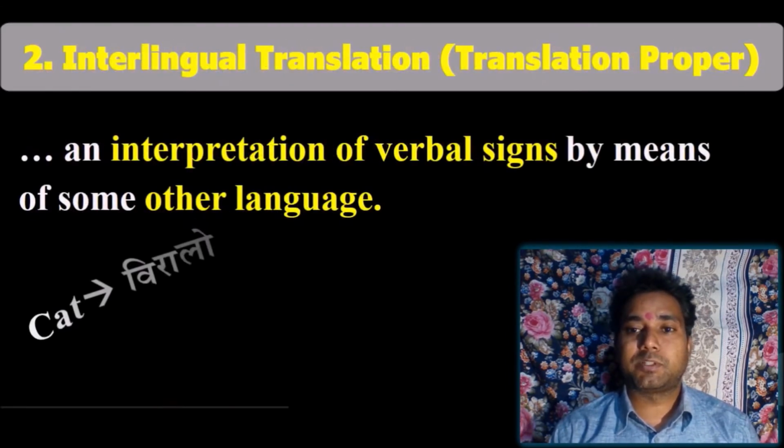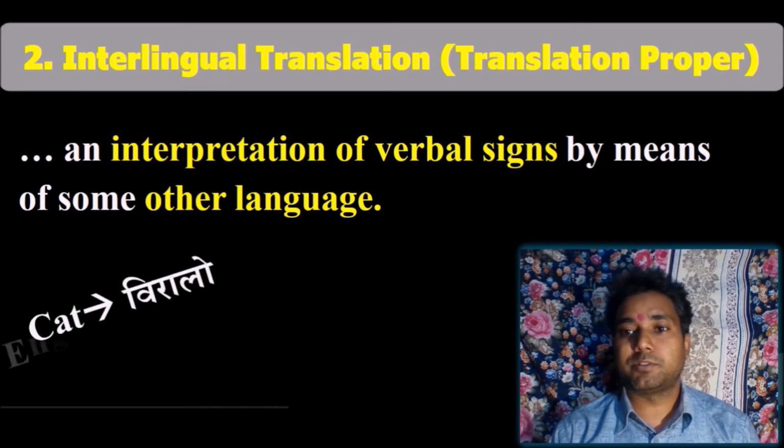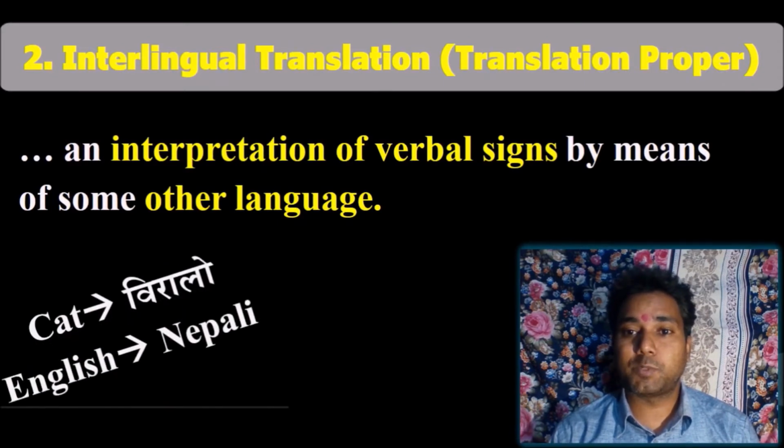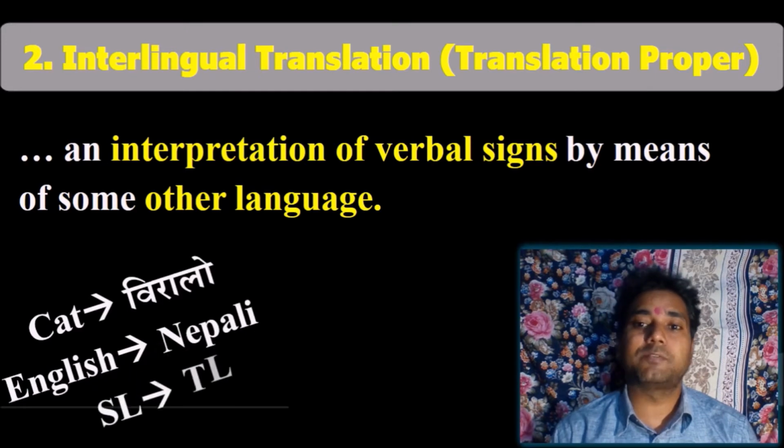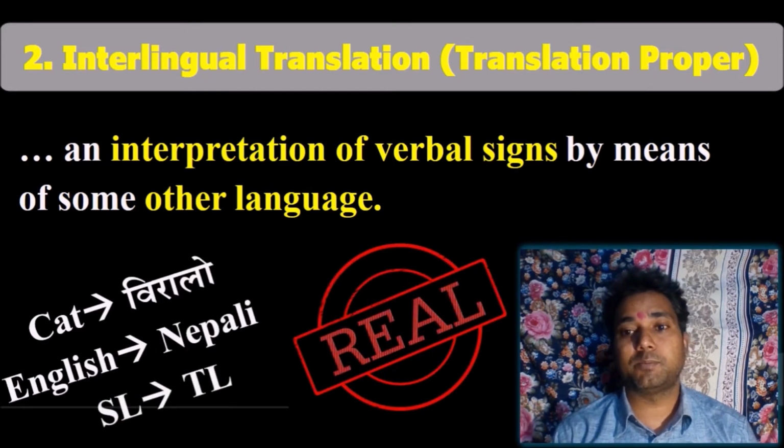The second type of translation is interlingual translation. This refers to the interpretation of verbal signs by means of other verbal signs of another language. For example, translating from English to Nepali, this translation requires a source language, often referred to as SL, and a target language, often referred to as TL.